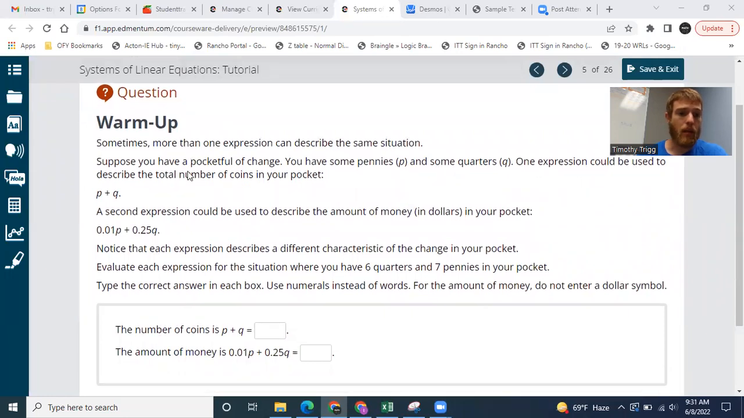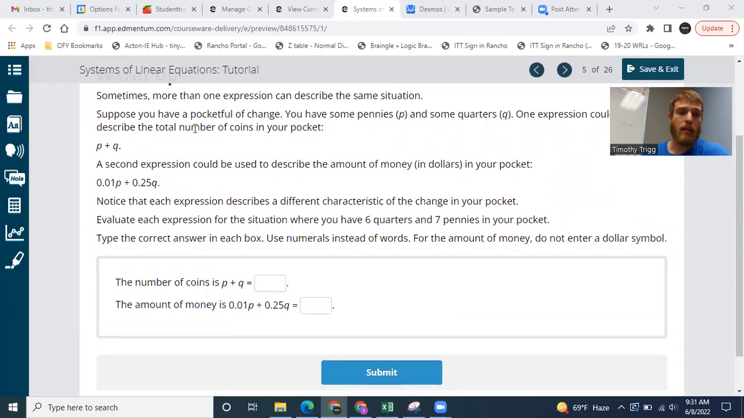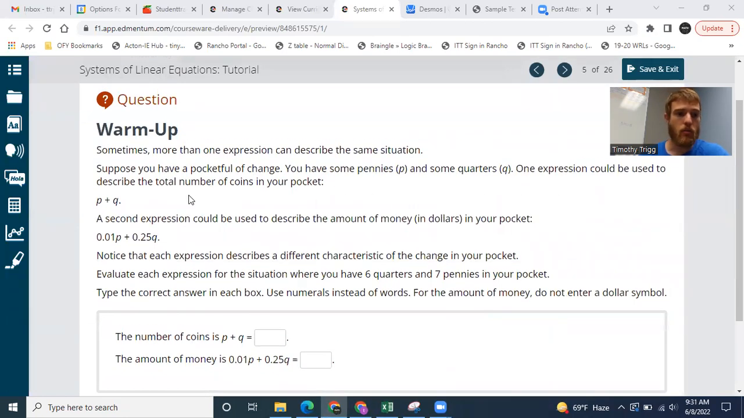And the warm-up, let's go ahead and read it here. Suppose you have a pocket full of change. You have some pennies and some quarters. One expression could be used to describe the total number of coins in your pocket, P plus Q. P is the pennies, Q is the quarters. So the number of coins you have is P plus Q. The second expression could be used to describe the amount of money in dollars in your pocket. Each penny is worth $0.01 and each quarter is worth $0.25. So it's 1 cent times the number of pennies and 25 cents times the number of quarters. That's where this equation comes from.